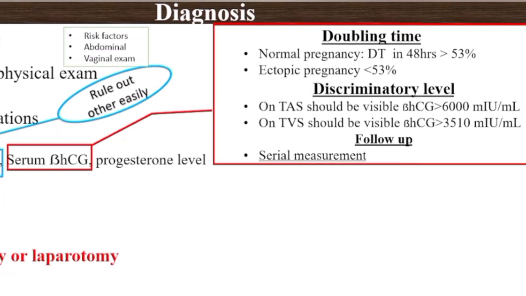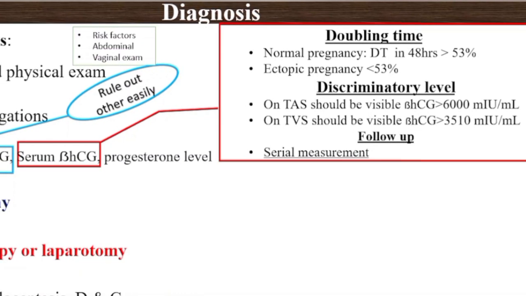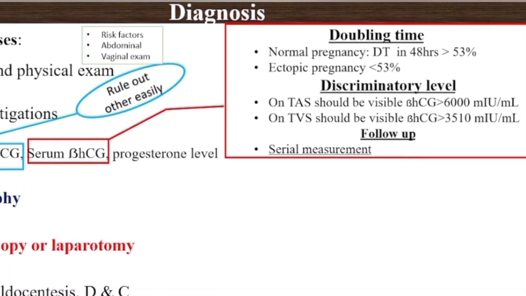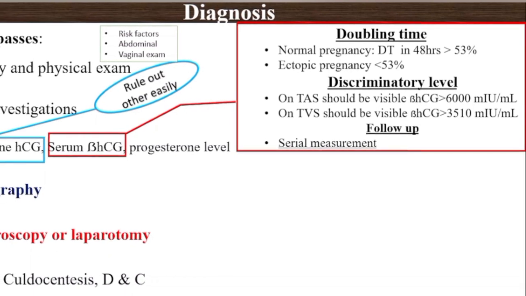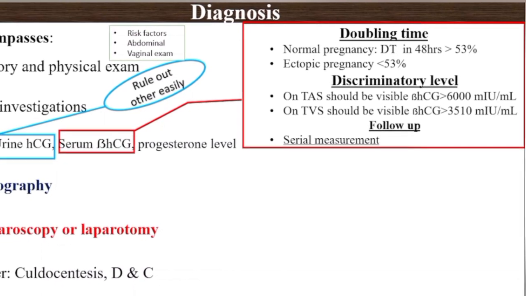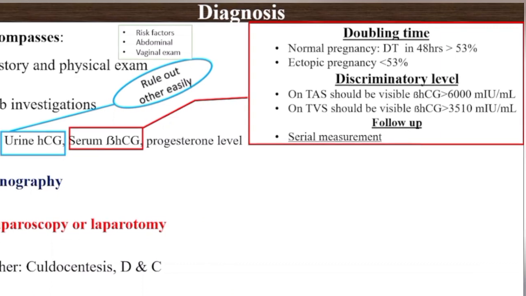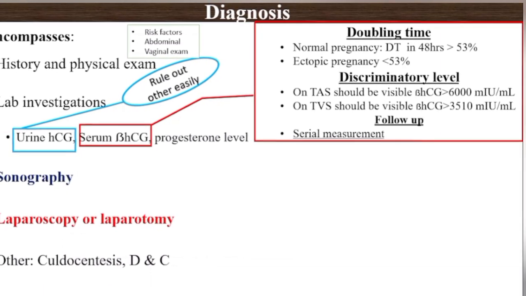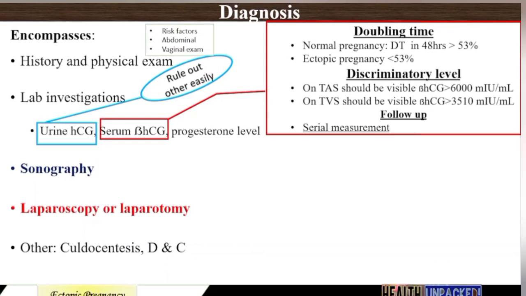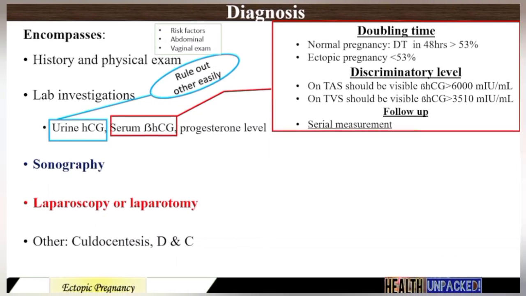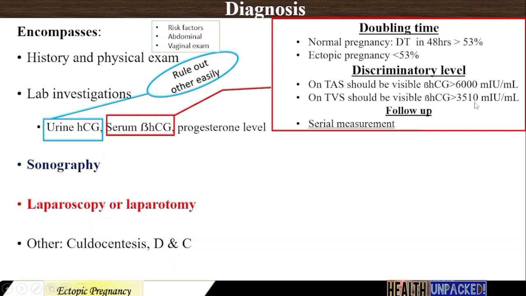Discriminatory level is used with ultrasound. On transabdominal ultrasound, if the amount of beta HCG is greater than 6,000 international units per milliliter, the pregnancy should be observed by transabdominal ultrasound. For transvaginal ultrasound, it should be visible when the amount of beta HCG is greater than 3,510 international units. This was previously 1,500 to 2,000, so this is the updated version. Some books say lower, but this is the most common one.